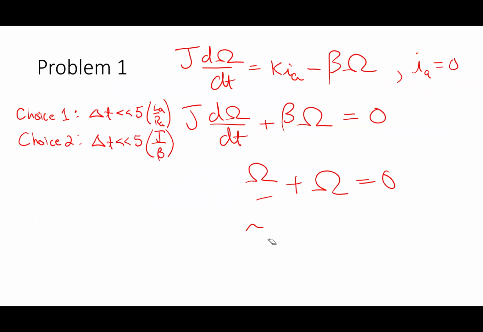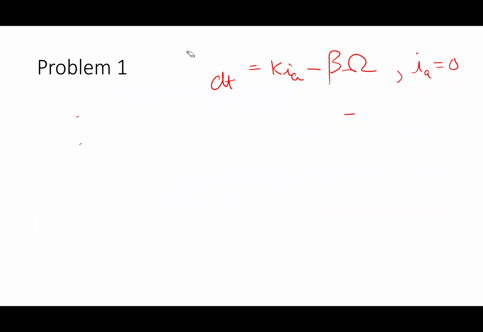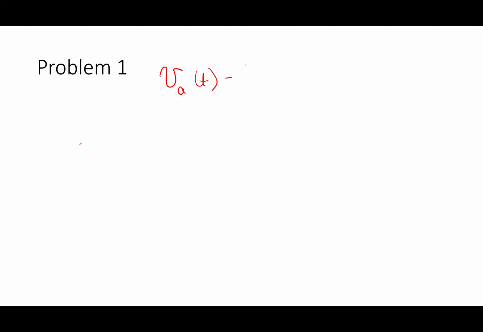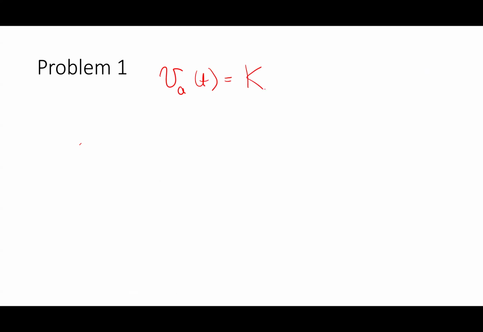Let me erase this stuff for a second. So how to get through part E shouldn't be too difficult. You should be able to figure that out. The hard part is going to be this part F. What I'm saying is, I want to figure out the voltage to apply. In the real world, we call this feedback when we do controls. I'm saying VA of t is equal to some value. What did I call it? I called it Kp theta times theta ref minus theta of t.